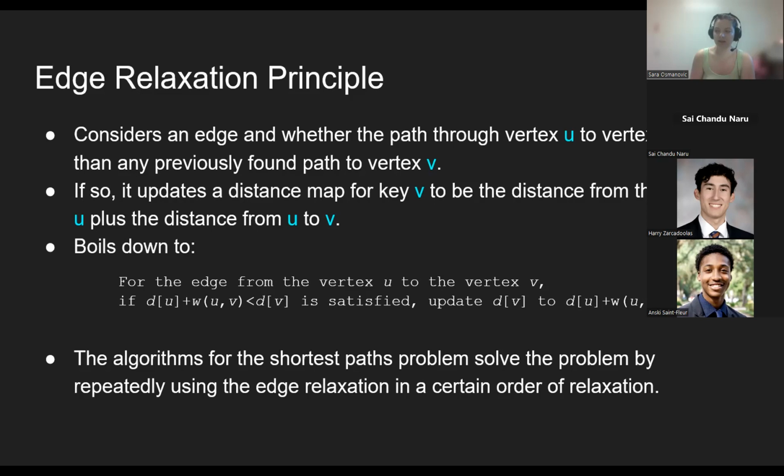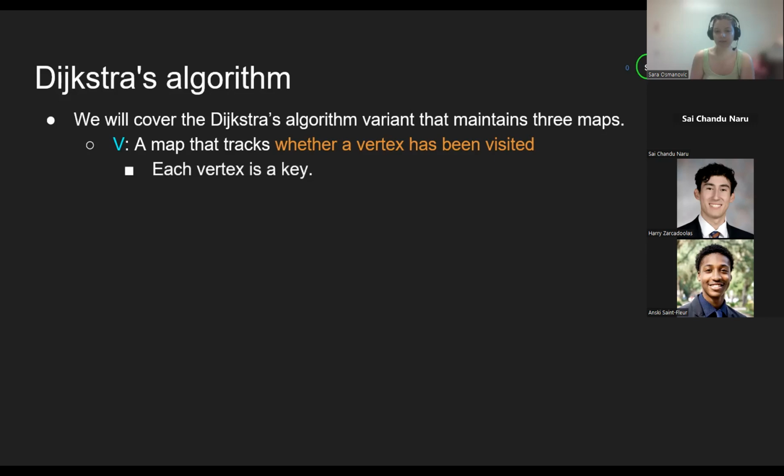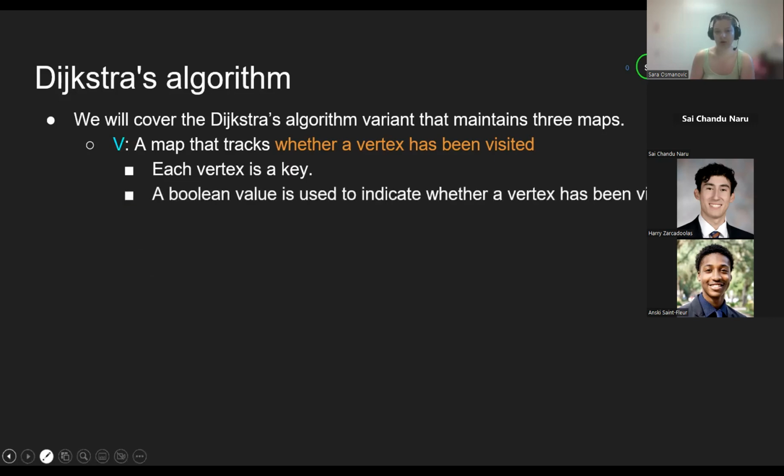Algorithms for the shortest paths usually solve the problem by repeatedly using the edge relaxation in certain order. And you'll see that the Bellman-Ford actually relaxes all the edges at all times, every iteration. So for Dijkstra's algorithm, the variant that we have has basically 3 maps, or a table with 4 columns. The first map tracks vertices that are visited, so it's a visited map. Each vertex is a key, and the value is a Boolean, which states whether or not that vertex has been visited.